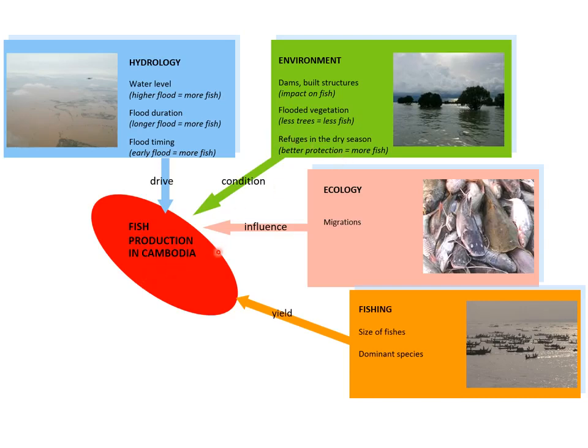The fish production in Cambodia is also largely influenced by fish migrations, to what extent they are possible. And last, fishing yields the fish production. It is thanks to fishermen that we have fish on markets. But fishing influences the size of fish and the nature of dominant species.